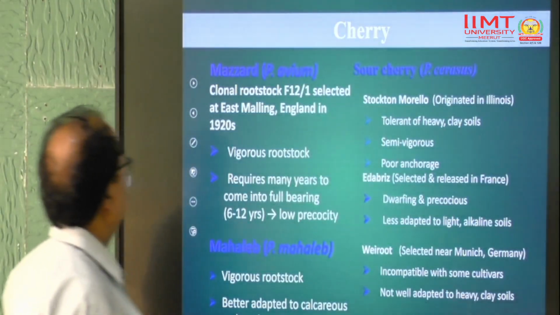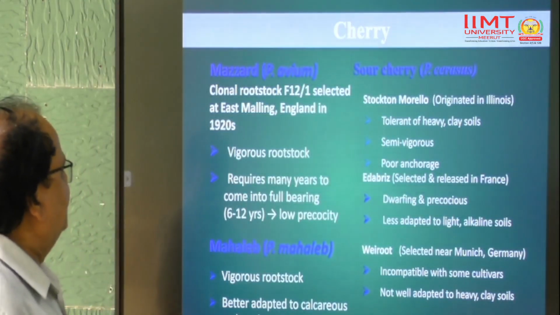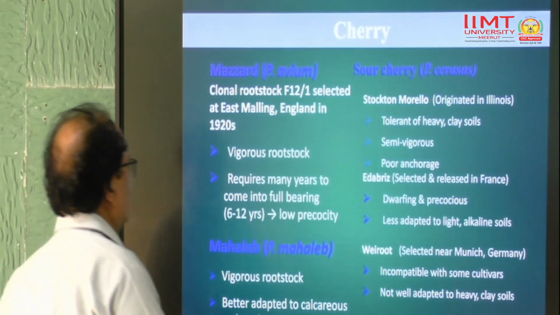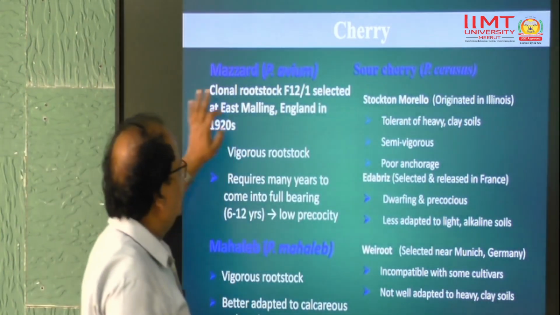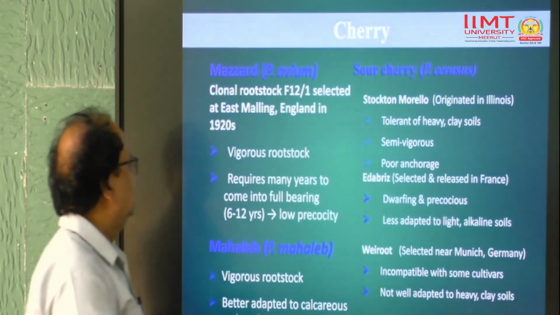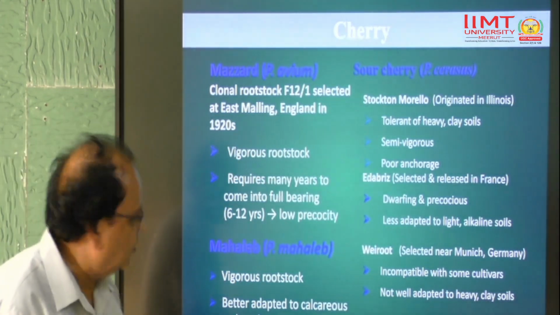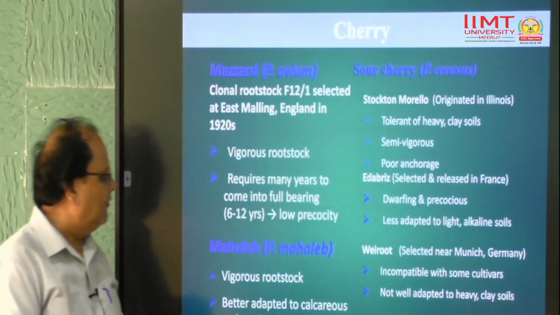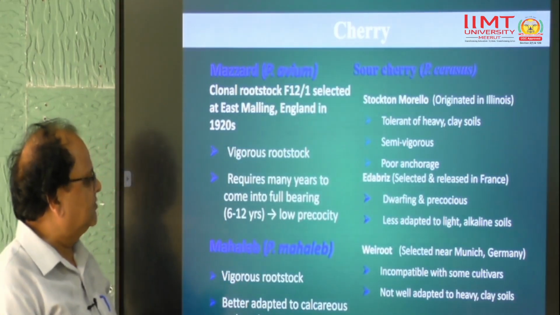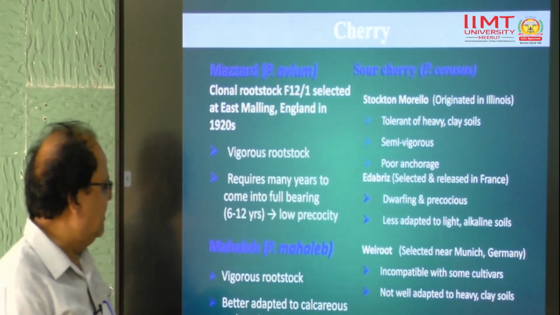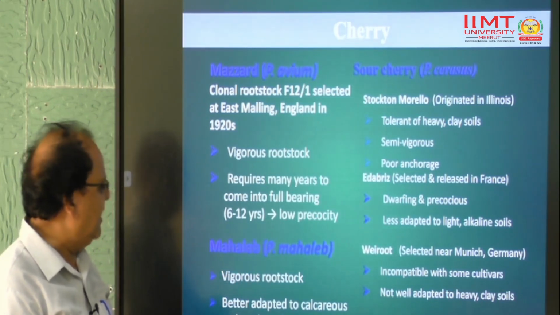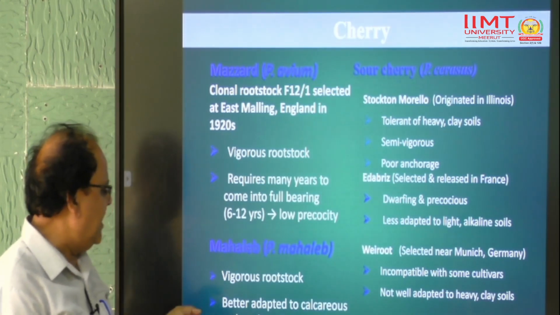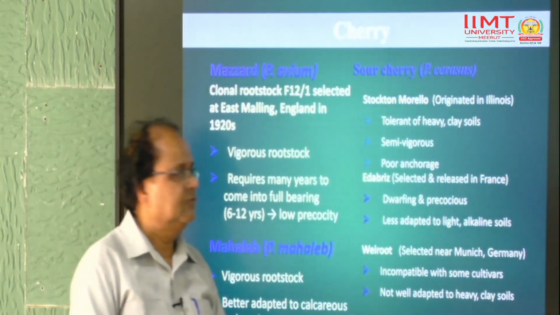So the cherry, they are the Mazzard, Prunus avium, clonal rootstock F12/1, selected at East Malling, Long Ashton, England in 1920. The characteristics of this vigorous rootstock are that it requires many years to come into full bearing, 6-12 years, with low precocity. Or the Mahaleb, Prunus mahaleb, which is a vigorous rootstock, better adapted to calcareous and dry soil conditions, and tolerant.